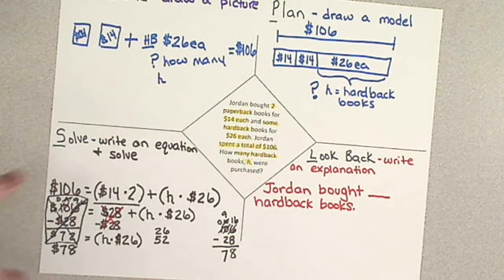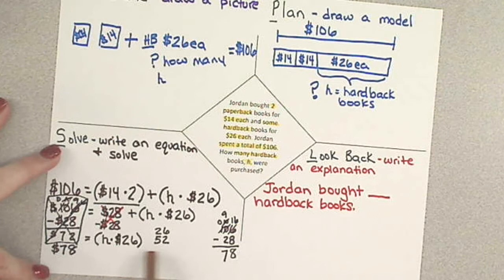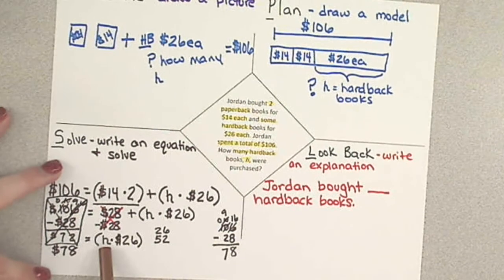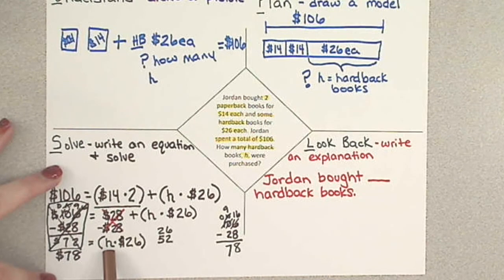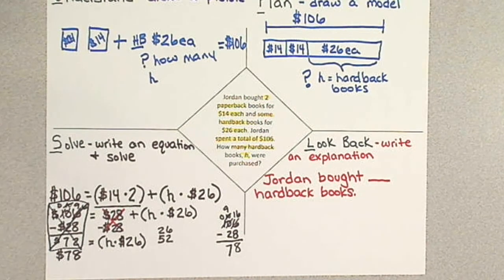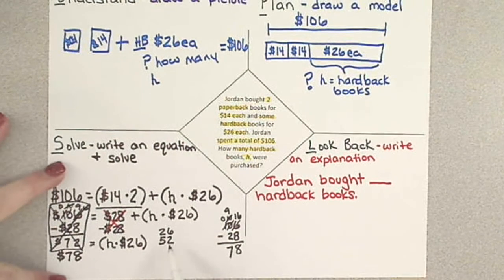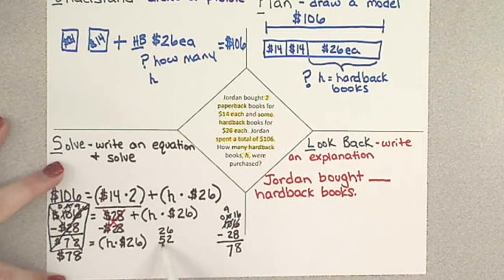And how I caught myself was I realized, well, I know that this is going to be an even number. H is not going to be a decimal. He can't buy a part of a book. He's going to have to buy a whole number of books. And if I'm thinking about this, 50 plus 20 is 70. 72 plus 6 is 78. So I knew that my subtraction here was wrong.